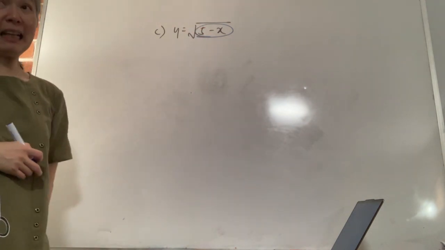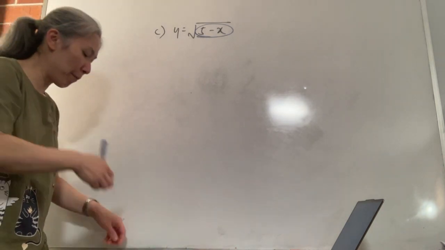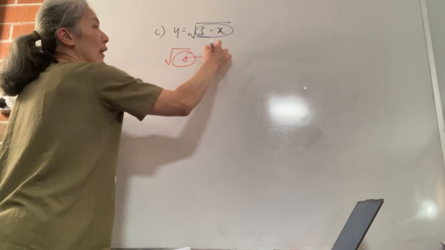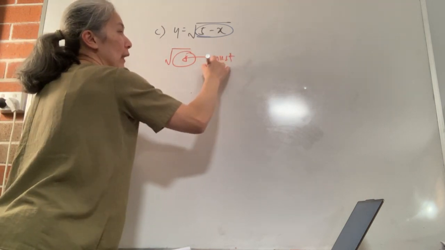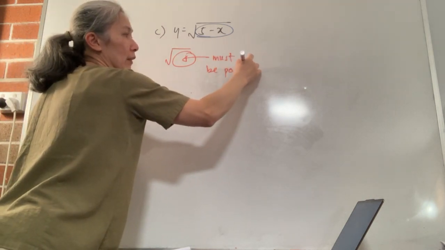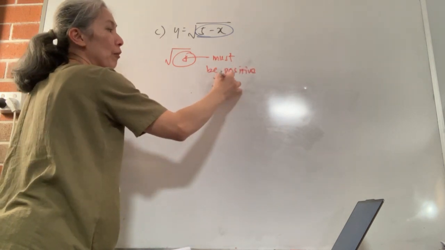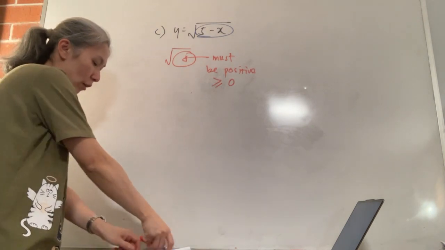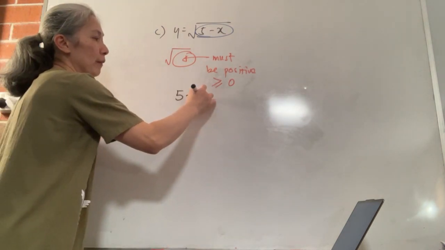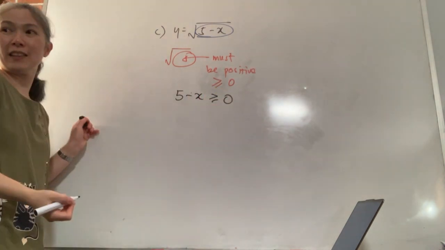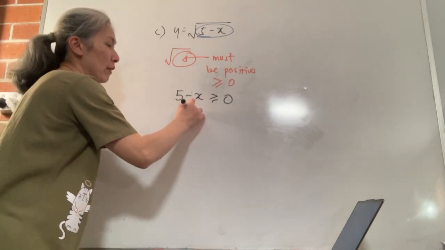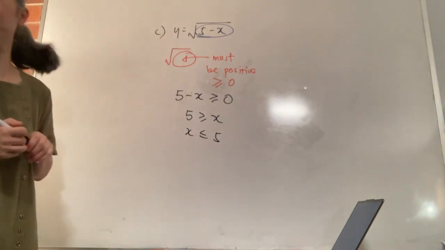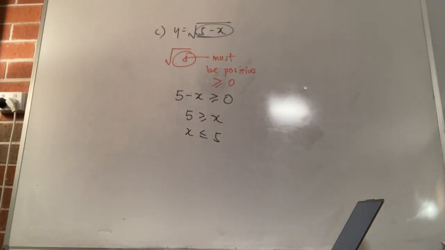Can this number be negative? No. Remember the root. The number in here must be positive. Positive means it must be greater or equal to 0. It can be 0. So the way to solve it, you are going to have 5 minus x greater or equal to 0. So that means 5 greater or equal to x, or you can write x less than or equal to 5. Good?